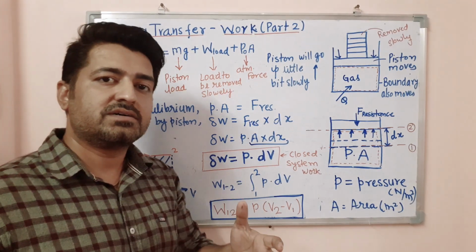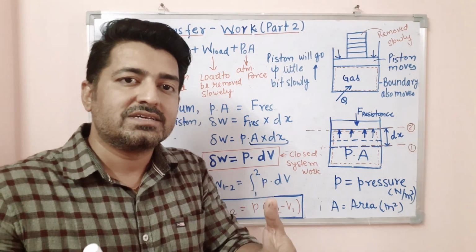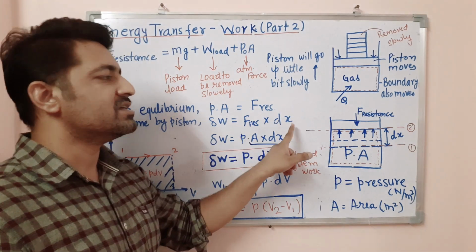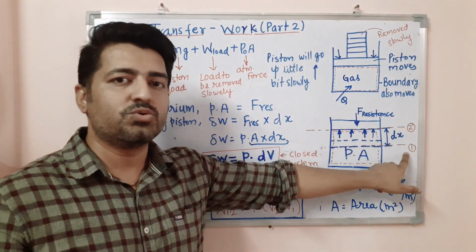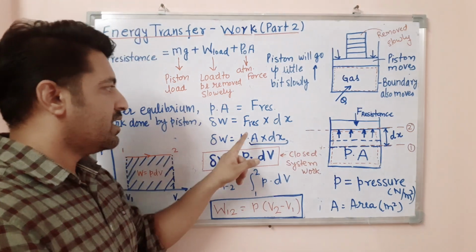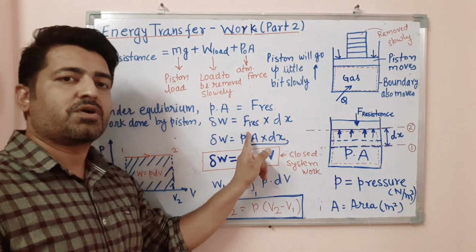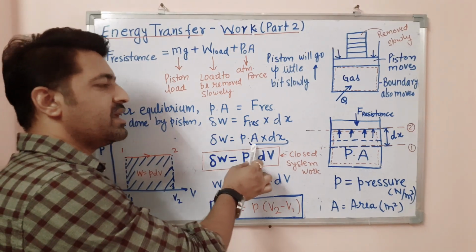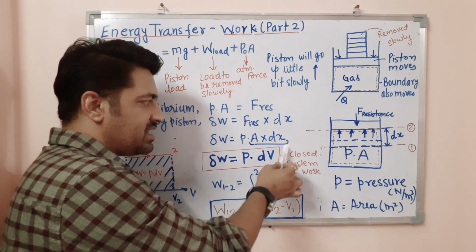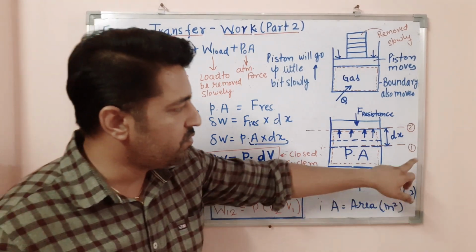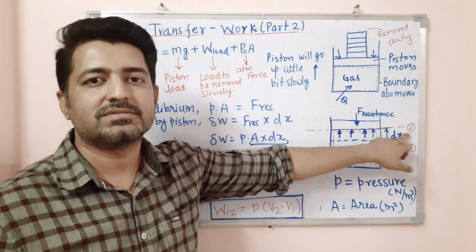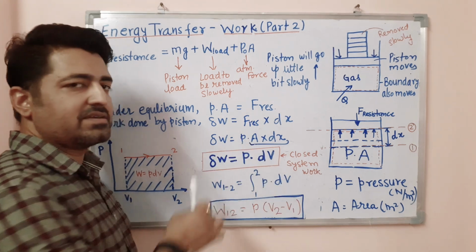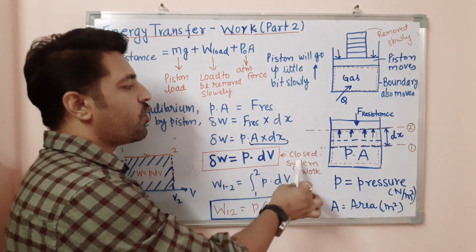Now what is work? Thermodynamic work is resistance force into displacement. Resistance force into displacement dx from point 1 to 2. Now can we replace this resistance force? Because this is equal to what? P into A. So we are replacing this resistance force with PA, and A into dx will be the change in volume from point 1 to point 2. So we can write del W is equal to what? P dV. And this is the equation for closed system work.